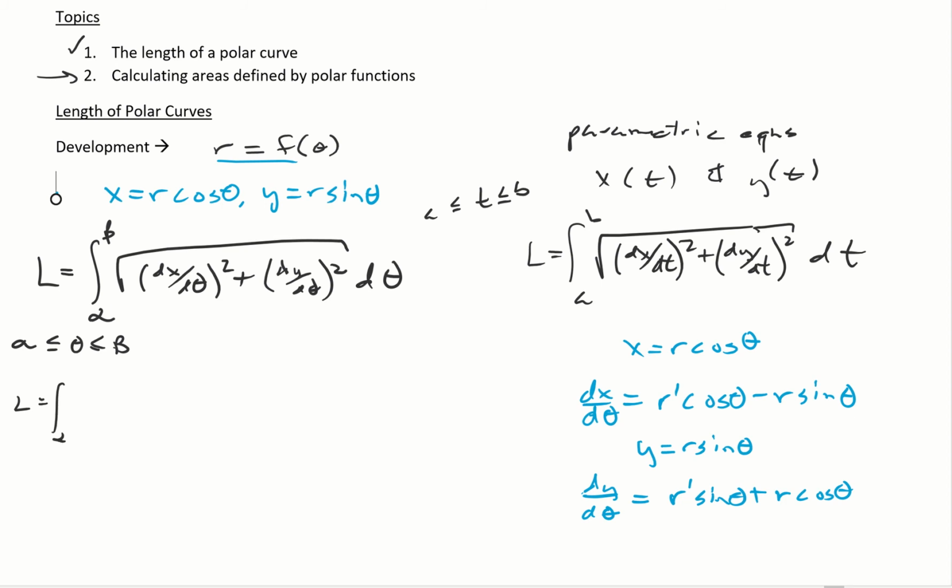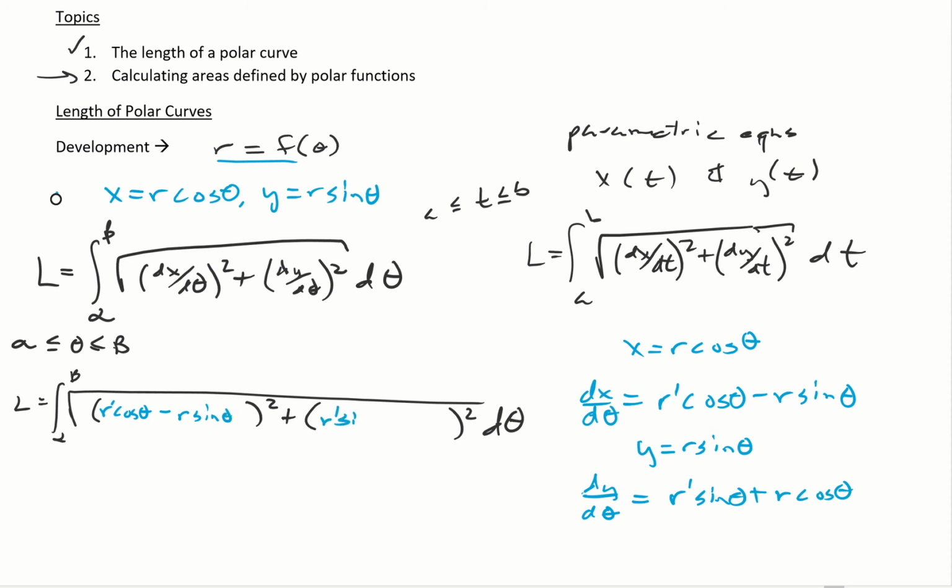Okay? And that is what we're going to put in there. It's equal to the integral from alpha to beta. And we're going to take these guys, square them. So what goes in the first one? It's going to be r prime cosine theta minus r sine theta, and r prime sine theta plus r cosine theta. And a miracle happens. No, we're going to do it. So we have, therefore, L is equal to the integral from alpha to beta.